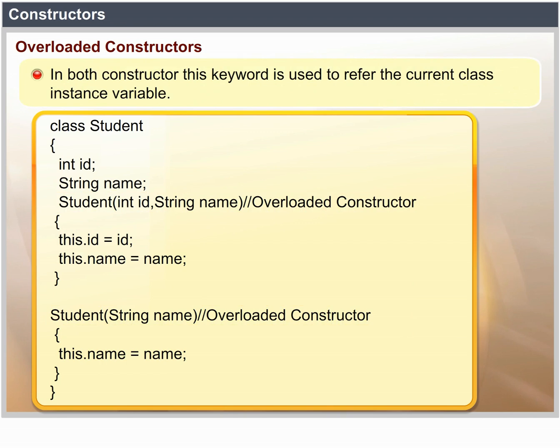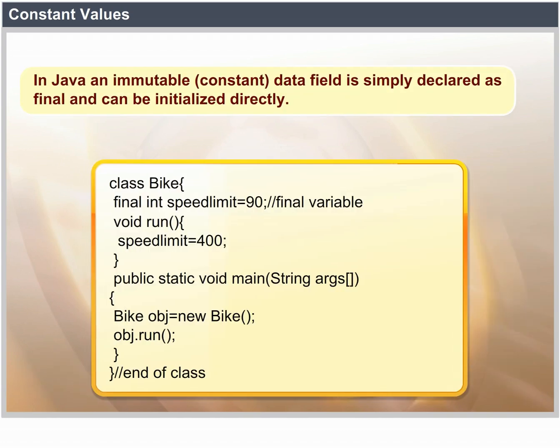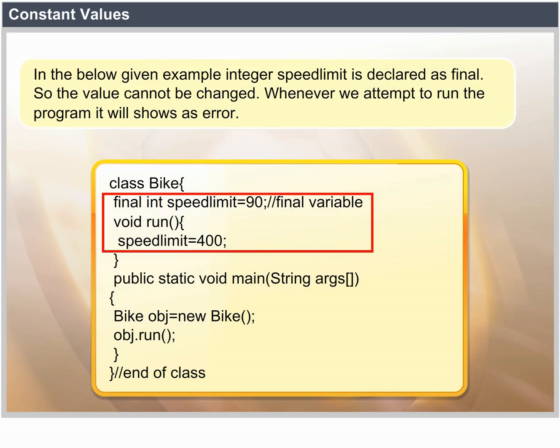class Student { Student(int id, String name) is an overloaded constructor { this.id = id; this.name = name; } Student(String name) is also an overloaded constructor { this.name = name; } }. Constant values. In Java, an immutable data field is simply declared as final and can be initialized directly. In the below given example, the integer speedlimit is declared as final, so the value cannot be changed. Whenever we attempt to run the program, it will show us an error.